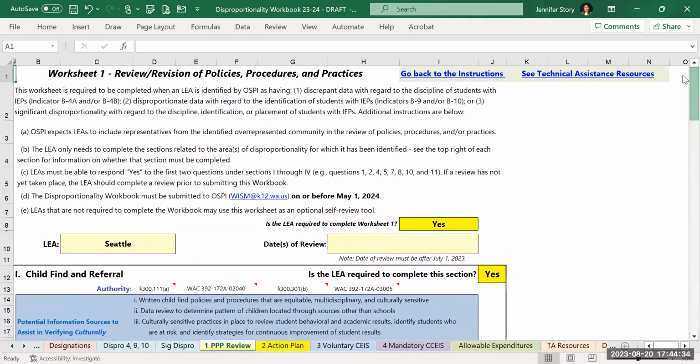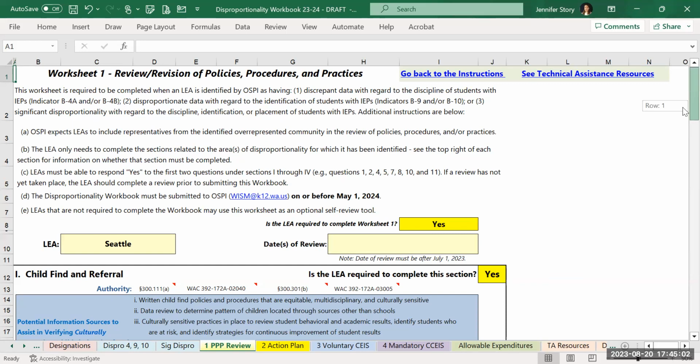On this particular worksheet, there's a little bit of instructions at the top. Basically, this is a review of your policies, procedures, and practices. This is a federal requirement that any district that has disproportionality or significant disproportionality reviews their policies, procedures, and practices to see if any of those are contributing to the disproportionality you're seeing in your data.